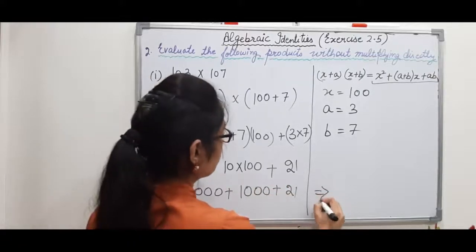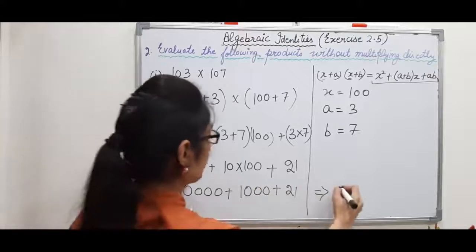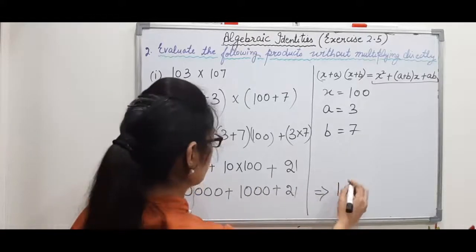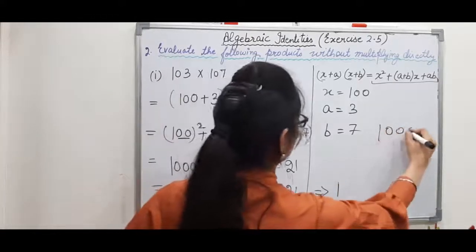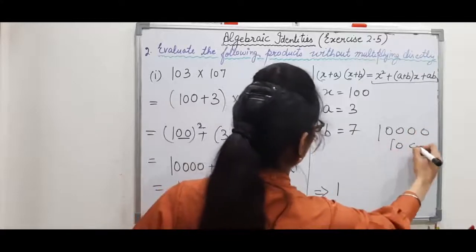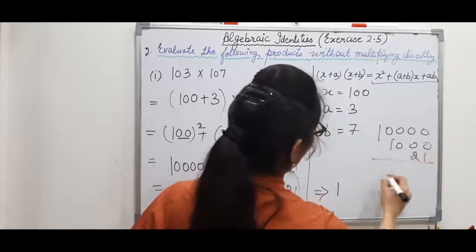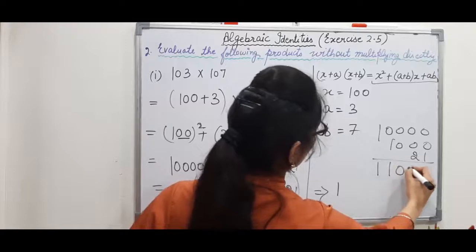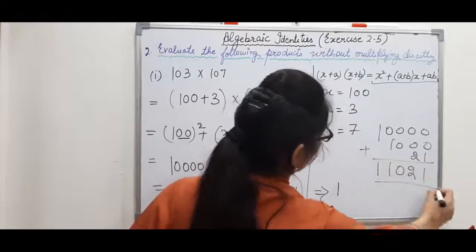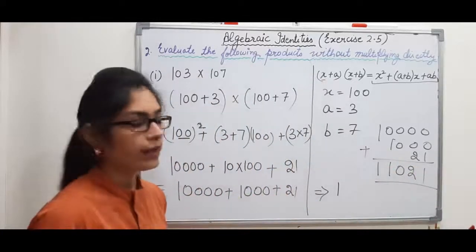On adding we will get, you can just add 10,000 plus 1000 plus 21. So on adding you will get 11,021.